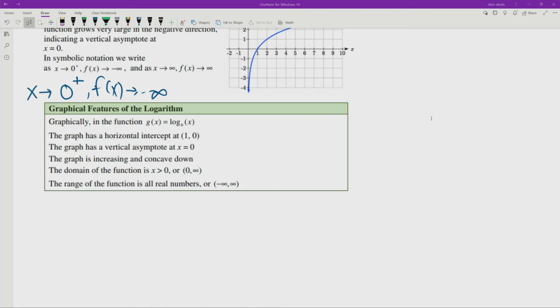Graphically, in the function g of x equals log base b of x, the graph has a horizontal intercept at the point 1, 0. The graph has a vertical asymptote at x equals 0. The graph is increasing and concave down, like a frown. The domain of the function is all x values greater than 0, and the range of the function is all real numbers.